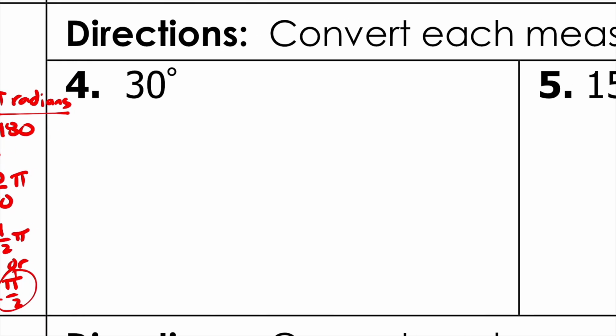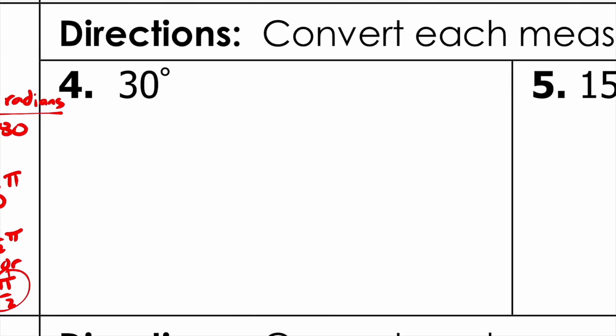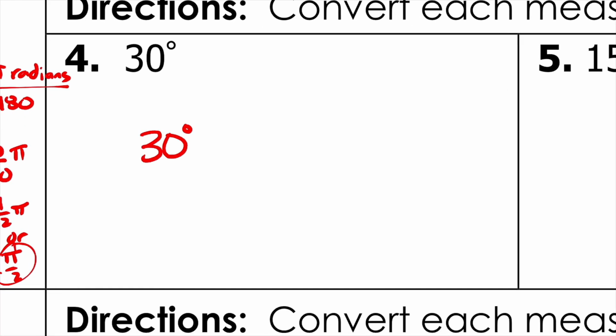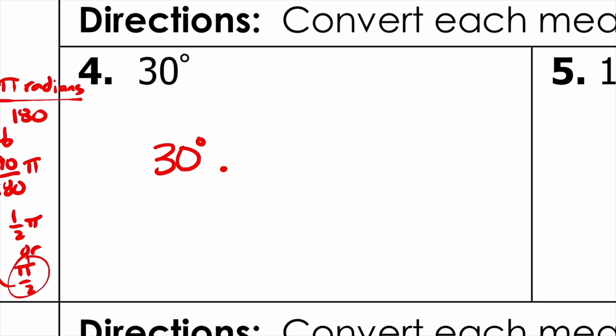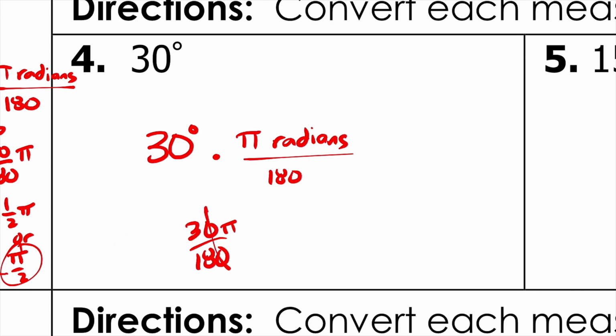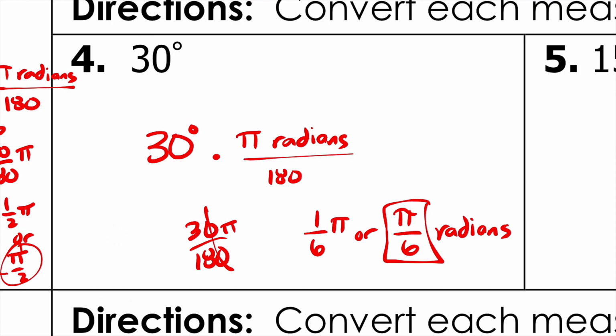Okay, so let's look at the first one. Let's look at number 4, 30 degrees. I want to change that to radians. So here's 30 degrees. Now I'm going to do what? Look at the formula, right? I'm going to multiply by pi and divide by 180. So basically that's 30 over 180 pi. Cancel out the zeros. 3 over 18 is 1 over 6 pi, or if I put them together, because pi is over 1, it would be pi over 6. So 30 degrees is pi over 6 radians.